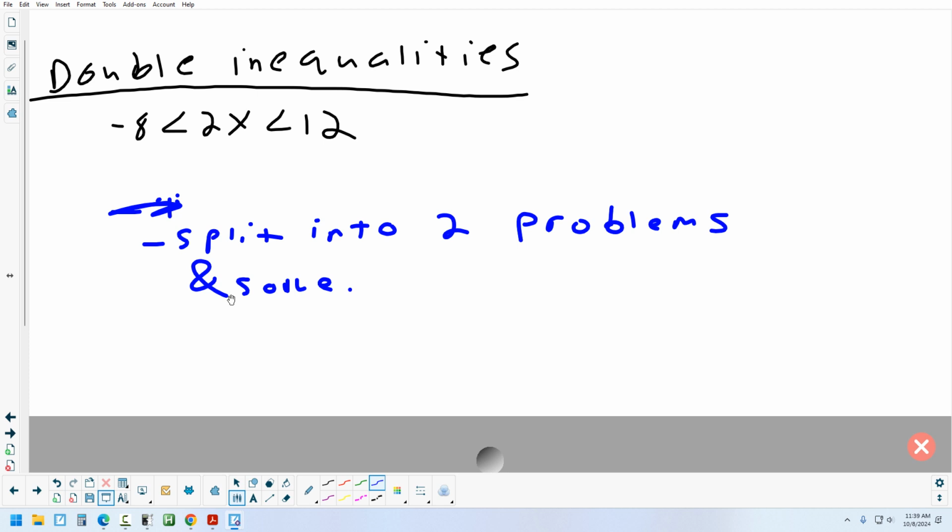So you're going to split it into two problems and solve. I'm not going to do the one that's up above. I have a different one. But that's just an example of what a double inequality looks like. So now, before I showed you guys how to take two that were separate and combine them, we're going to reverse it. We're going to take one that's combined and we're going to split it.